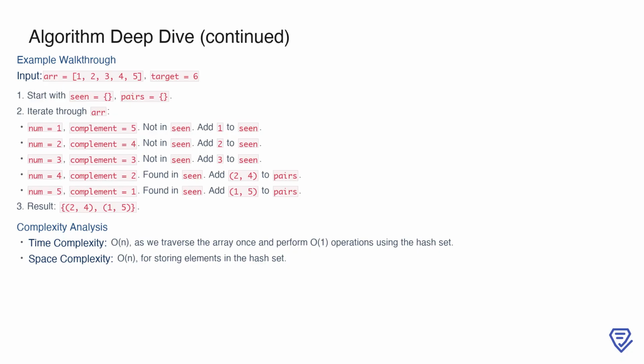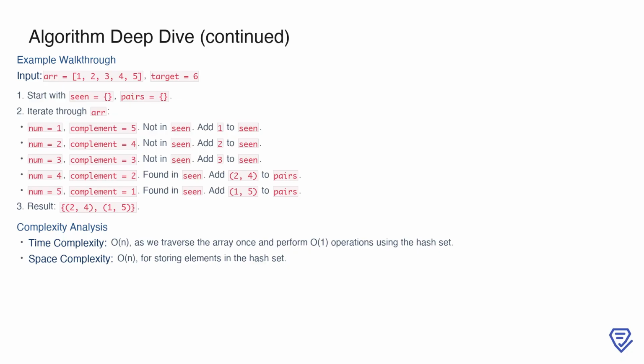Let's go through an example to see the optimized approach in action. Suppose the input array is 1, 2, 3, 4, 5, and the target is 6. We start with two empty sets, one for seen numbers and the other for unique pairs. As we iterate through the array, the first number is 1, and its complement with respect to the target is 5. Since 5 isn't in the seen set, we add 1 to the seen set. Next, the number 2 has a complement of 4, which also isn't in the seen set, so we add 2. The same happens for 3, whose complement is also not found.